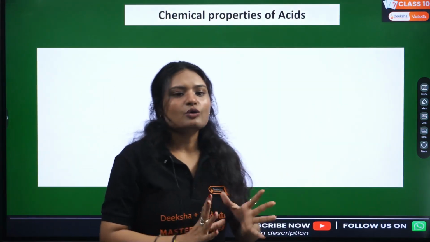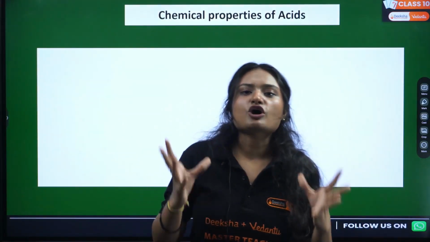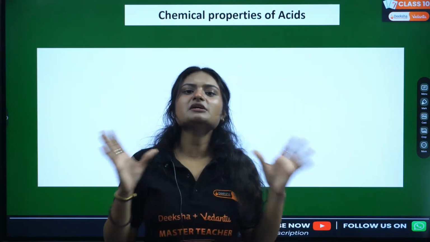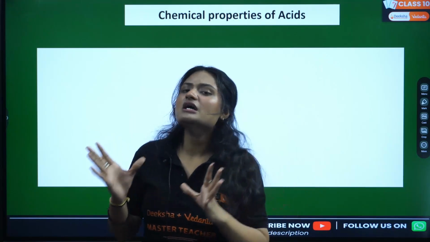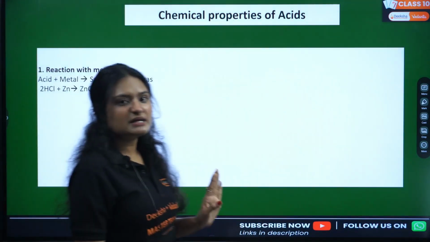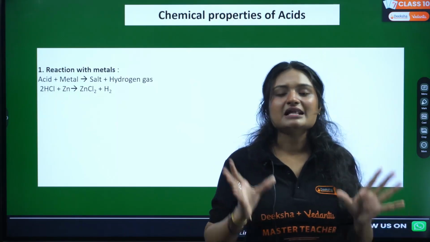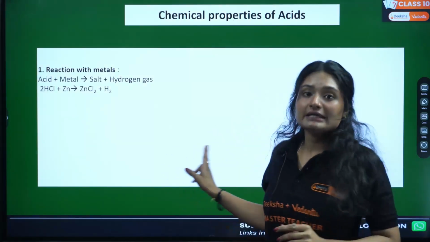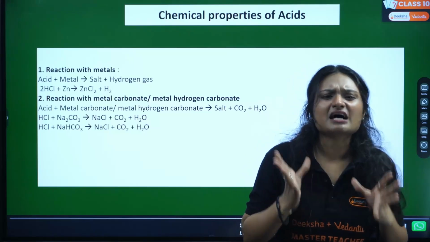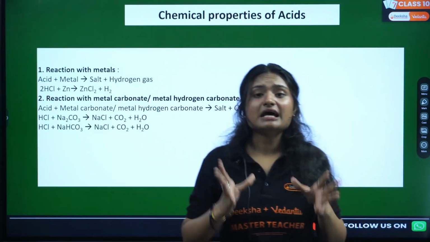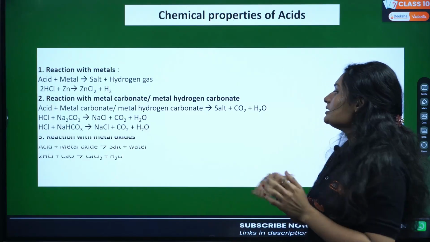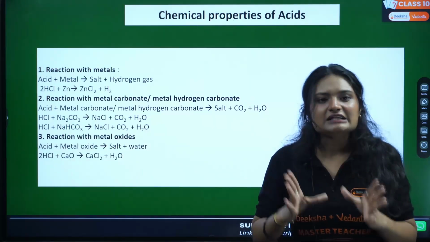Now, what about the chemical properties of acids? Acids show some chemical reactions that are characteristic for acids. What are those reactions? They react with metals. Acids react with metals and evolve hydrogen gas. Acids also react with metal carbonates and metal hydrogen carbonates, and they evolve carbon dioxide gas. Next, acids react with metal oxides.